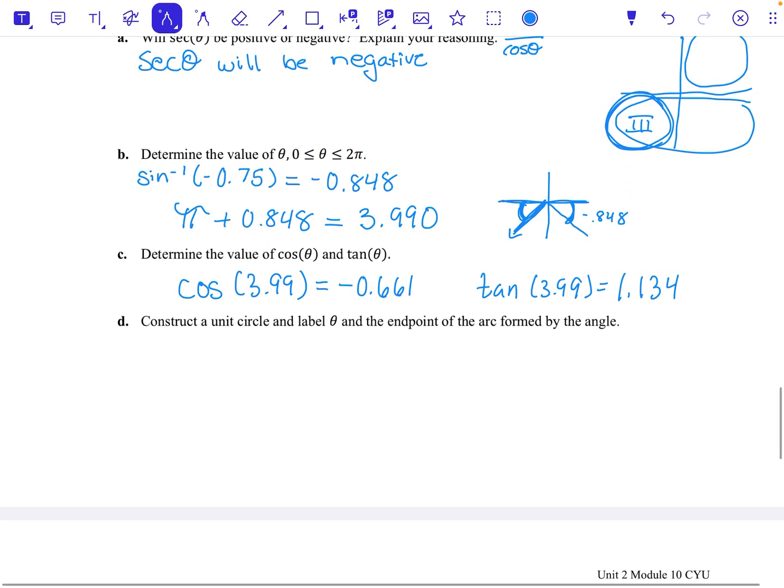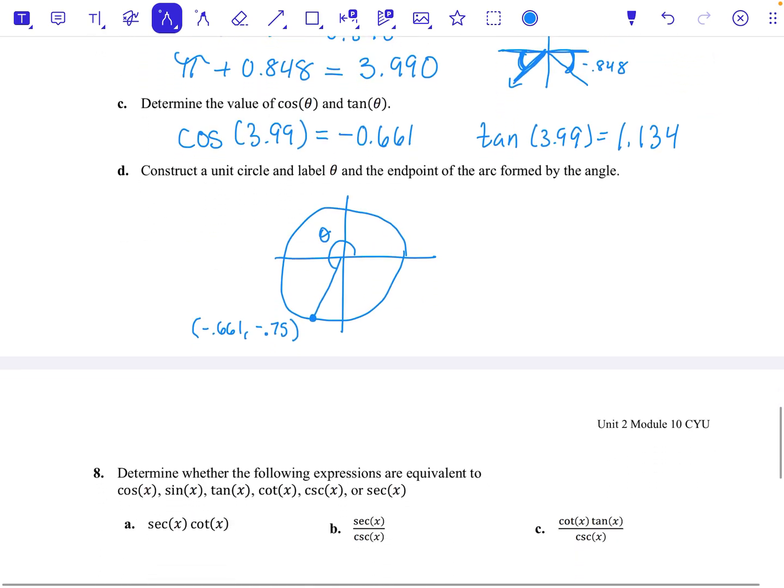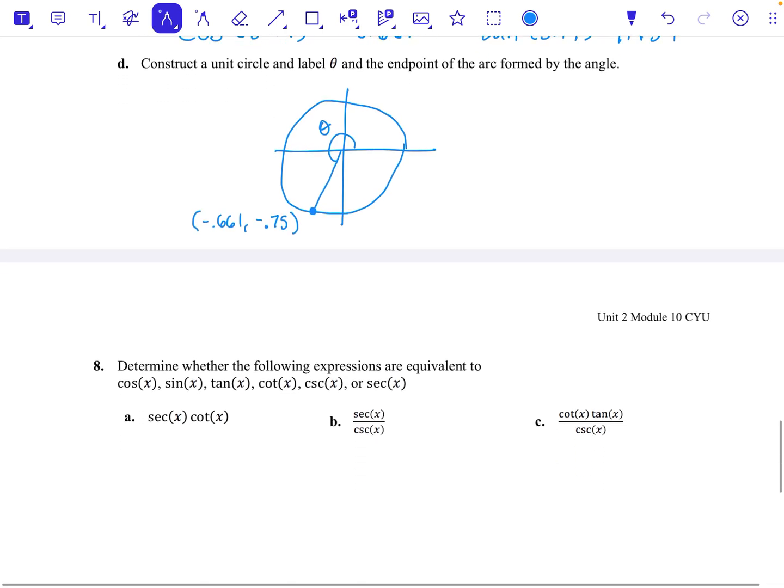Last but not least, we're going to draw a picture just like we did on the previous problem. So here is my unit circle. This time we're in quadrant 3. There is my theta, and then the ordered pair of negative 0.661, comma, negative 0.75. Ta-da! All right, moving along.